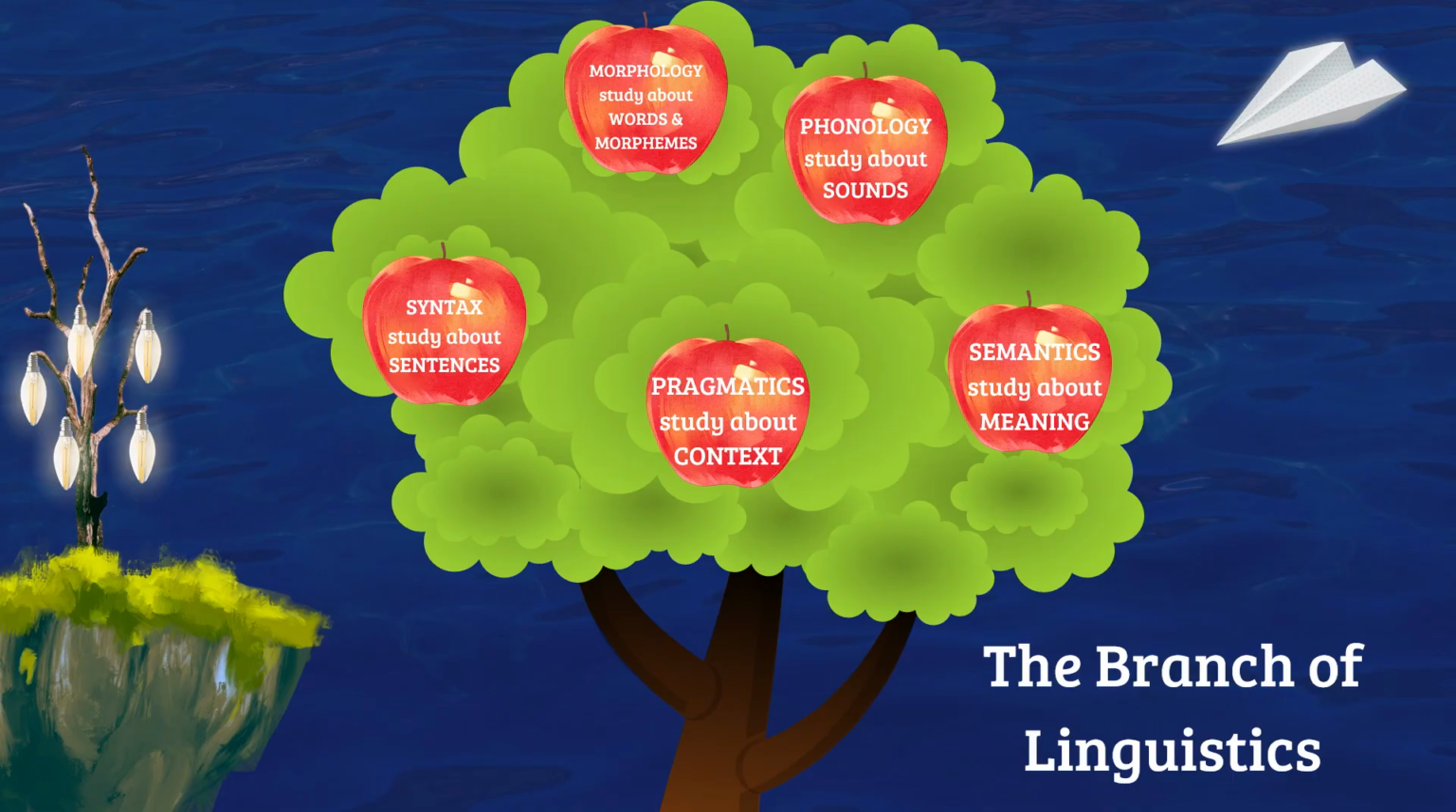And then semantics. This one studies meaning. It helps us understand what words and sentences actually mean. And the last one is pragmatics. This studies context. It looks at how the situation or the context affects the meaning of what we say. So, every branch has its own focus, and morphology is one of the important parts that we are going to learn today.